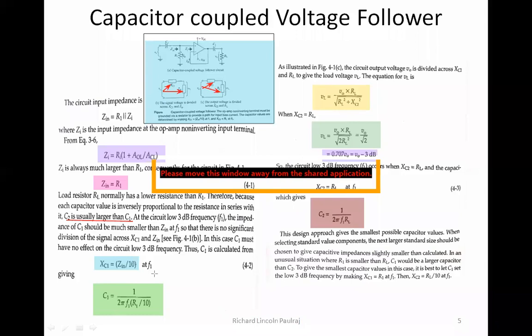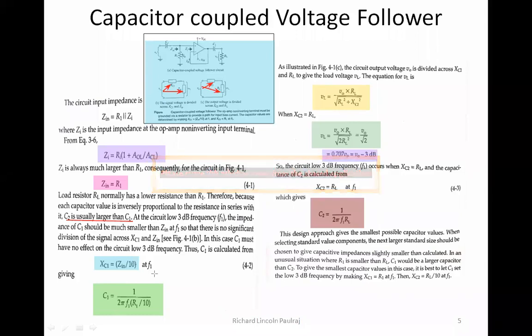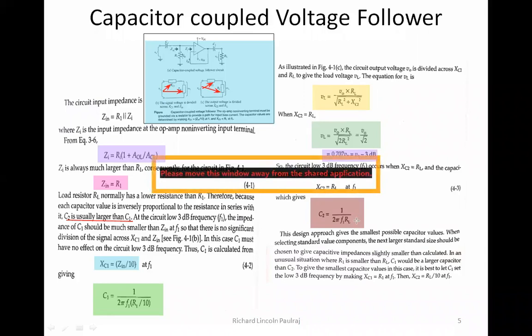So just make note of C1, VL, then 0.707 into V naught, and the value of C2. Okay, so this is important. Just give me a moment.